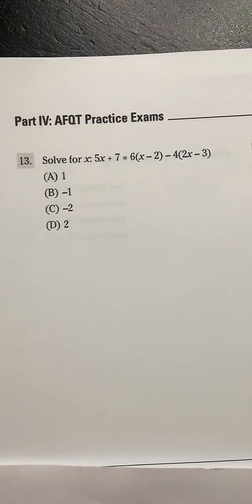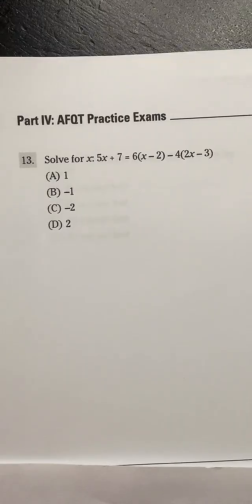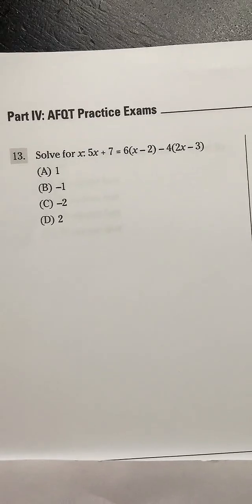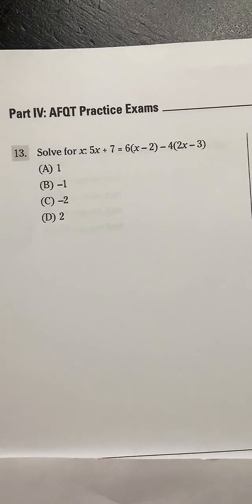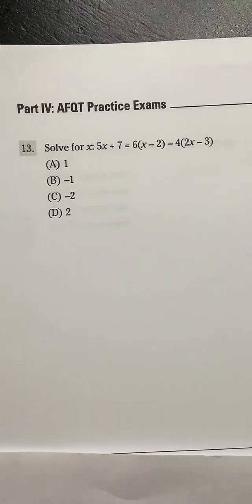So now let's take a look. We're going to solve for x. And I know you're probably like, wow, we're going to start right here. I'm like, yes, we are. So we have 5x plus 7 equals 6 times (x minus 2) minus 4 times (2x minus 3). Is the answer for x A, 1, B, -1, C, -2, or D, 2? Whatever you think it is, go ahead and put that into the chat.